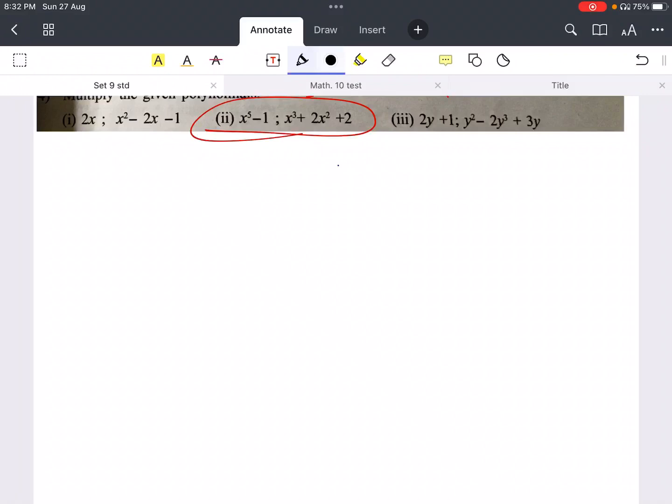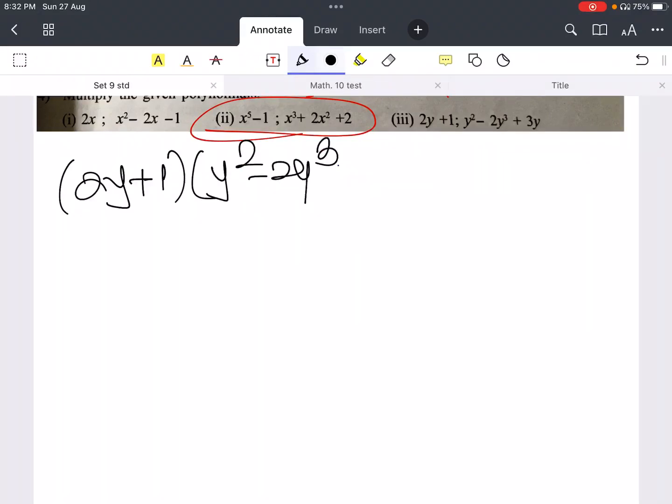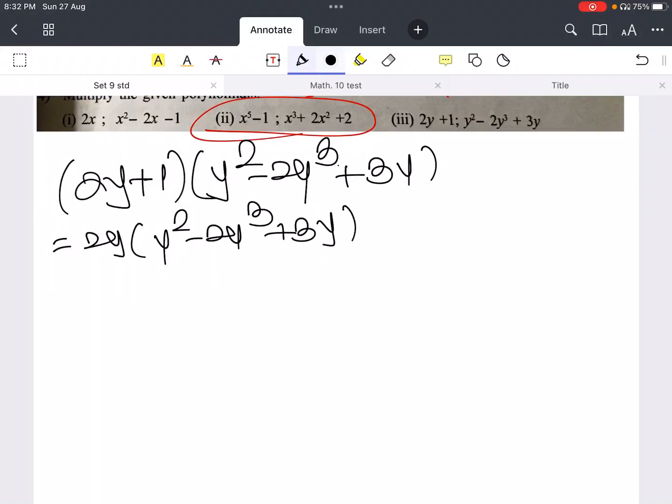So 2y plus 1 into bracket y square minus 2y cube plus 3y. So initially we will multiply by this 2y. So 2y into y square minus 2y cube plus 3y. Next, plus 1 as it is, y square minus 2y cube plus 3y.